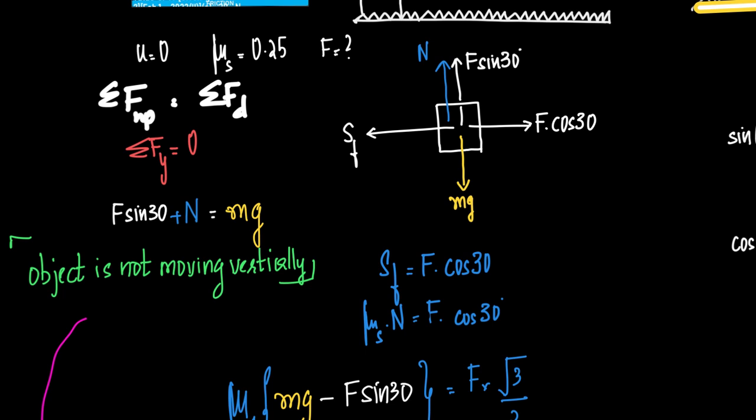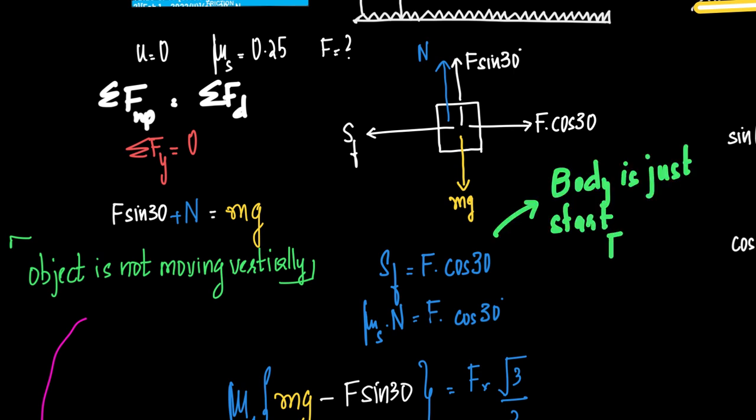All right. Now, most of the students assume here that the body is in equilibrium, and therefore static friction is equal to F cos 30. No, it is not the case. The case here is, since the body is just about to start moving, what can we say? The value of static friction here would be the limiting friction, which will be equal to the external force. And what is the external force? It is F cos 30.